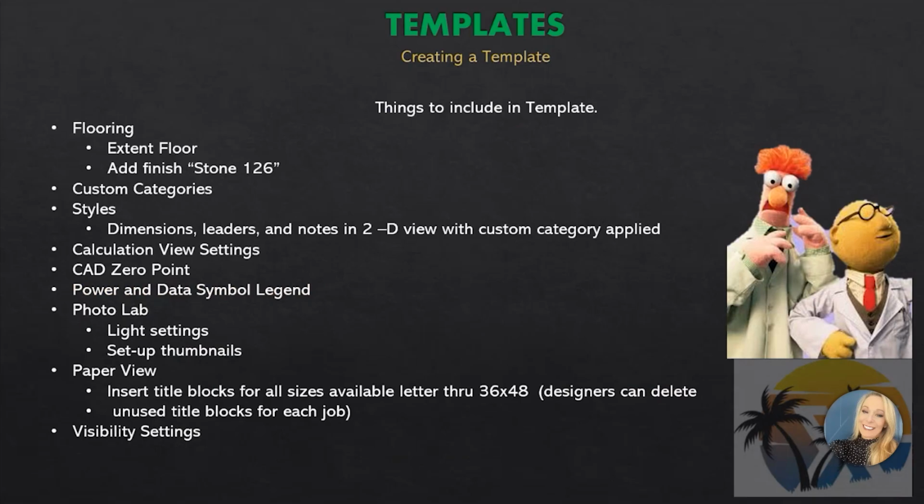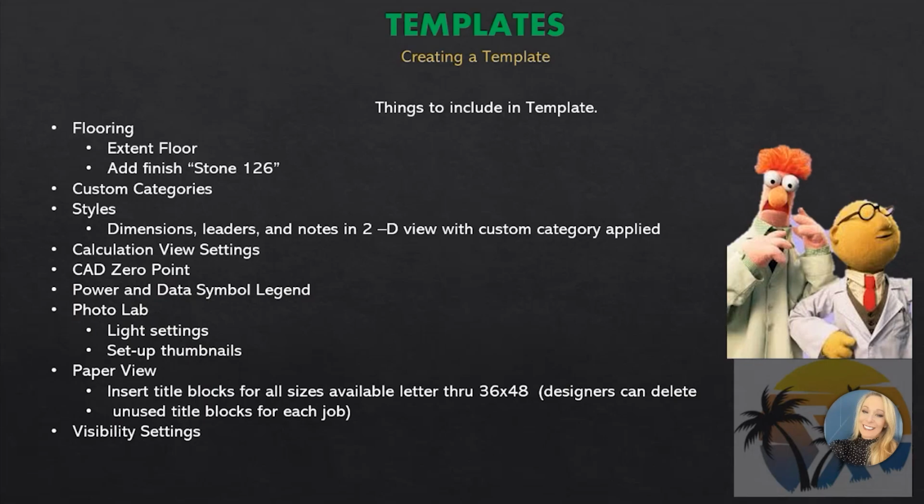Some things to also consider with your template is the floor. So I would recommend extending your floor 100 feet, 200 feet, and then adding a finish to it. I do recommend you open material lab and apply stone 126 to the floor. It doesn't have the high reflection that plastic does, but it does have a little bit and it renders really well. And then set up those custom categories. And I will show you that in the next slide.